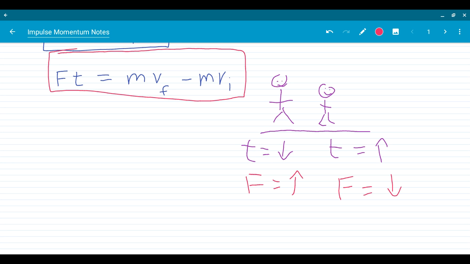If you would hold your arms out real stiff and rigid and the ball hits your hand, you're likely going to drop it and probably stub your fingers, because you would be like the person who doesn't bend their knees.